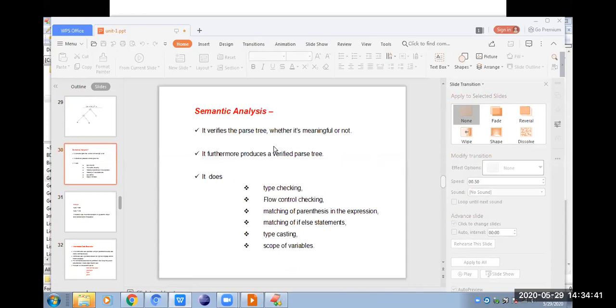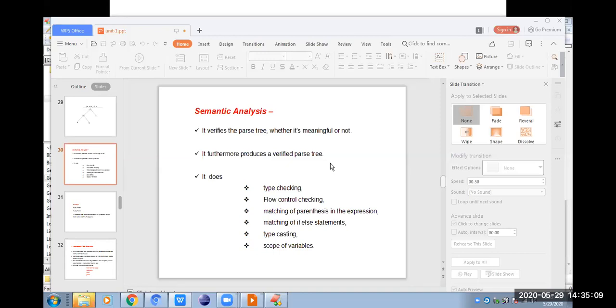When we come to semantic analysis, it will take the parse tree and verify whether it is meaningful or not. And if required, it will make some changes to the parse tree. Then it is called the verified parse tree. The result of the semantic analysis is the verified parse tree. It will take the parse tree of syntax analysis as the input and produce the verified parse tree as the output.